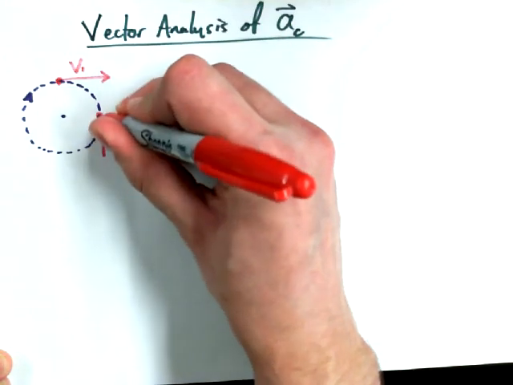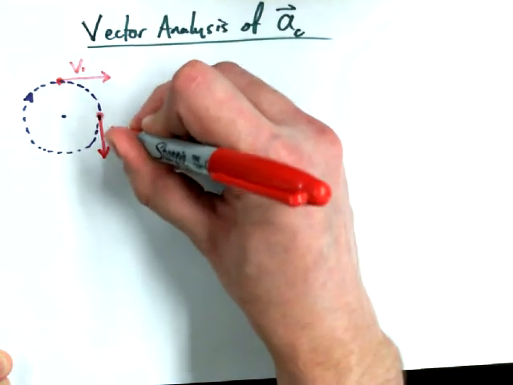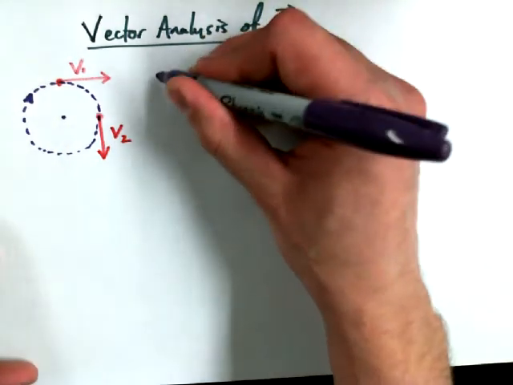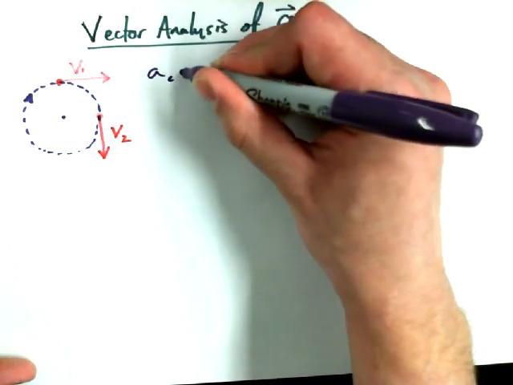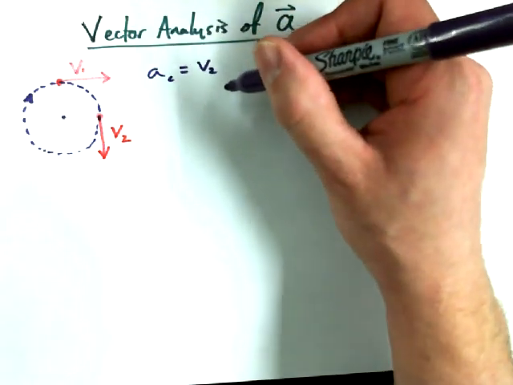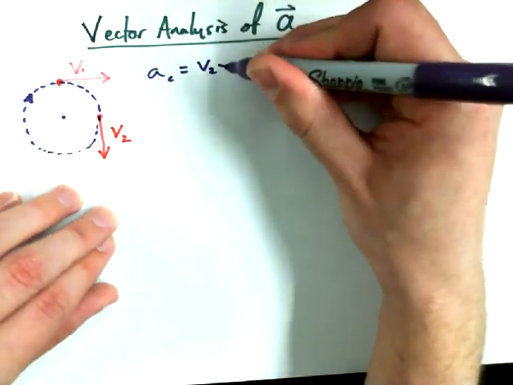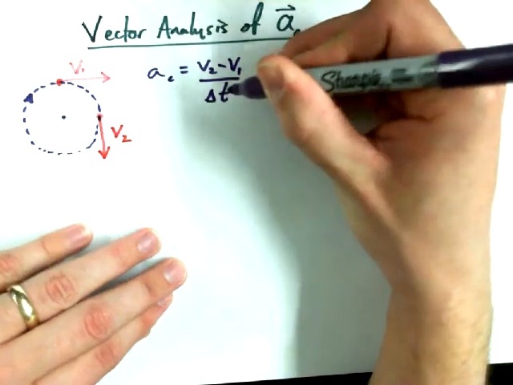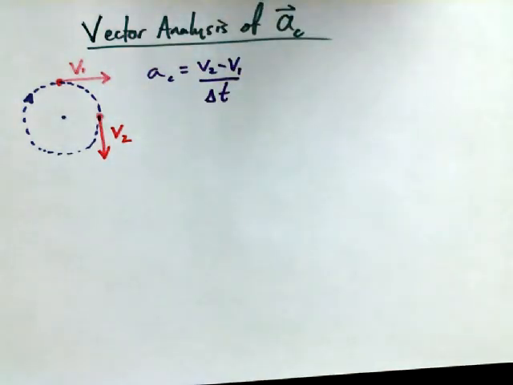The velocity at point 2 is v2. And I'd like to talk about how to calculate acceleration again. Oh, sorry, we said before the acceleration was v2 minus v1. We haven't said this before. This is new. v2 minus v1 over delta t. And in vector analysis, that's true.